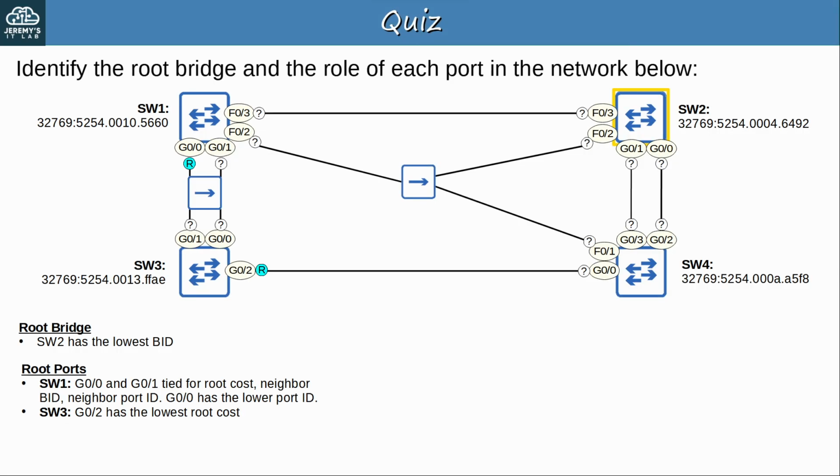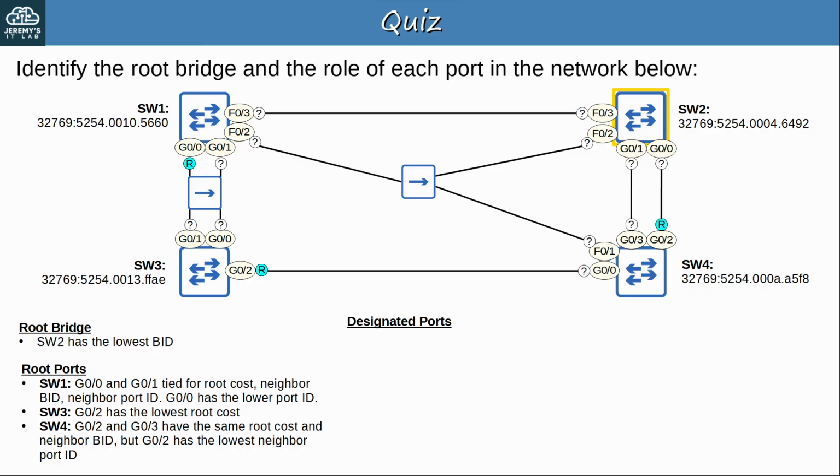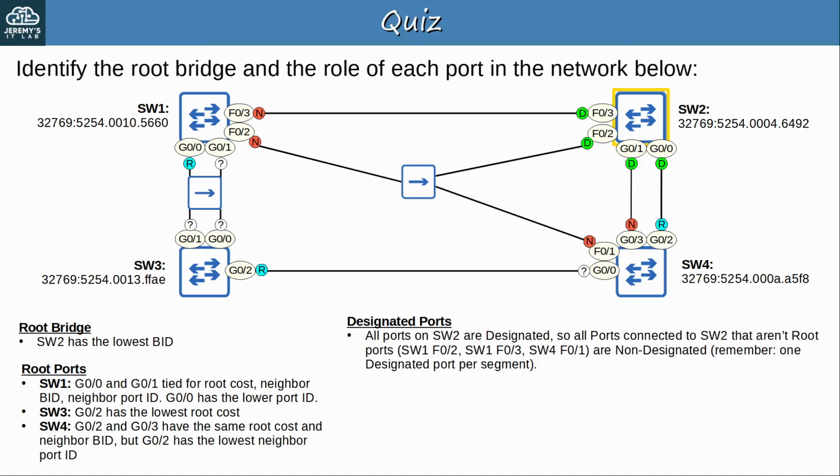G02 is switch 2's root port because it has the lowest root cost. And switch 4 G02 is a root port because, although it has the same root cost and neighbor bridge ID as G03, G02 has the lowest neighbor port ID. Next up, designated ports. First of all, ports on switch 2 are designated, so all ports connected to switch 2 that aren't root ports are non-designated. Remember, there must be exactly one designated port per segment.